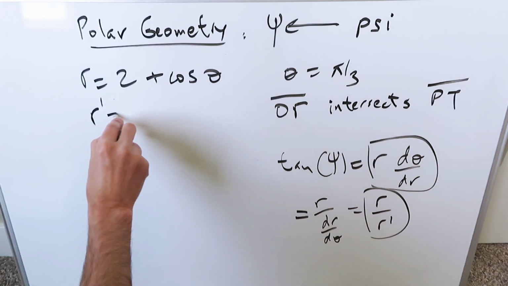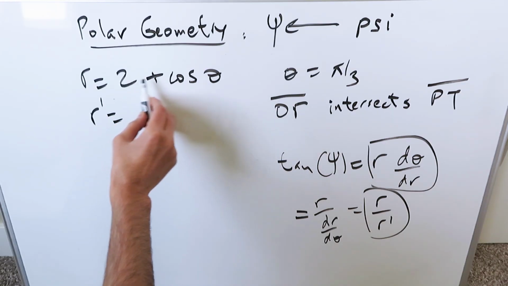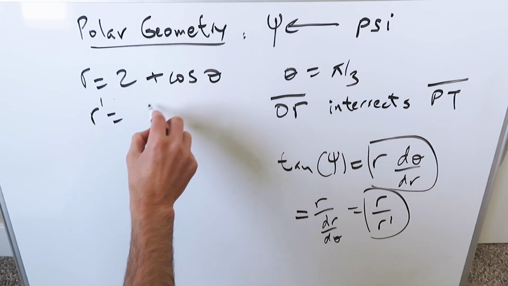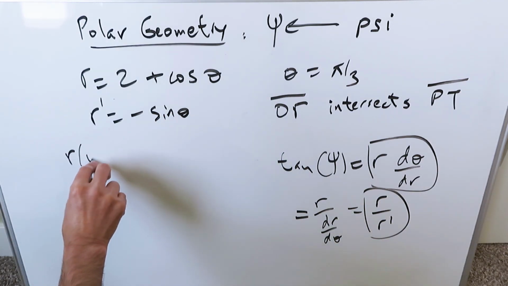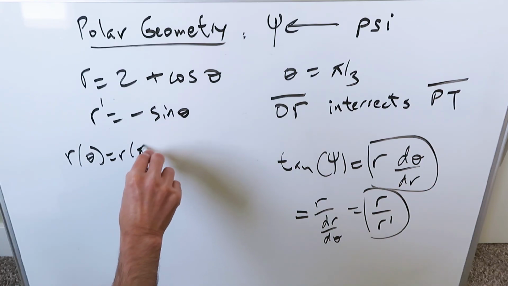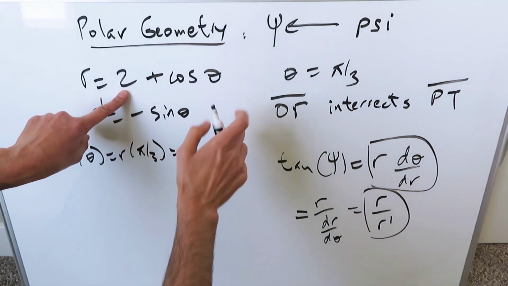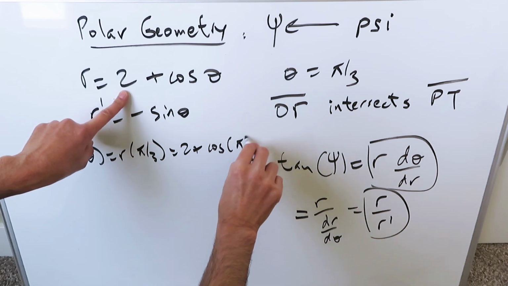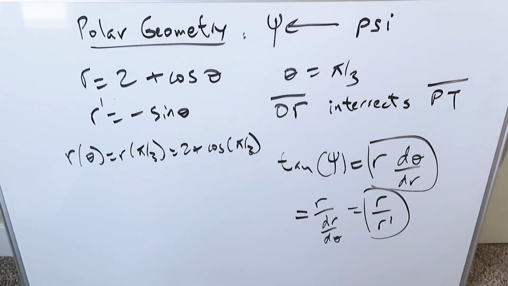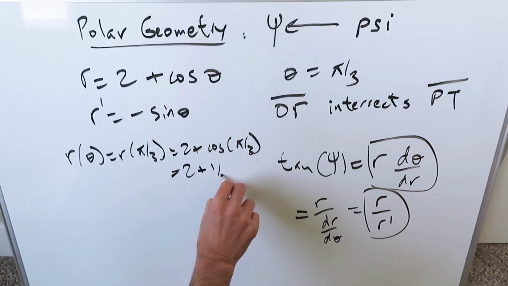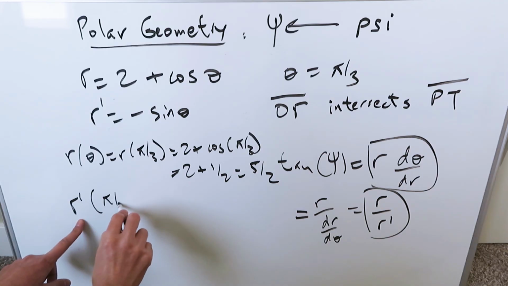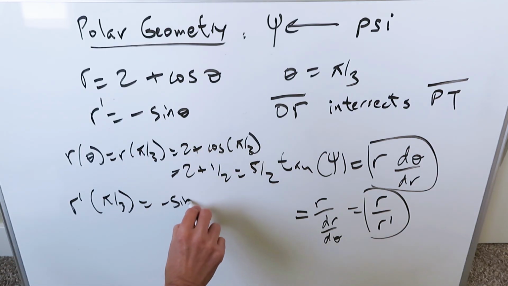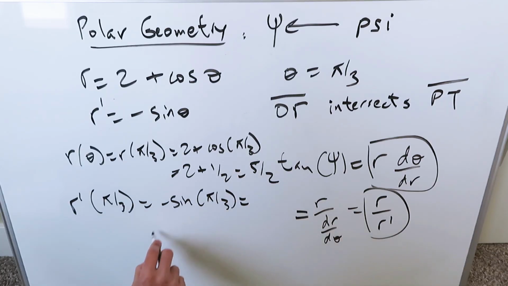If r is equal to this, what's r prime? It's equal to the derivative of this. 2 is a constant, it goes away. Derivative of cosine theta is minus sine theta. But I already know what theta is. It's pi over 3. If I were to do r with respect to pi over 3, what am I getting over here? 2 plus cosine of pi over 3. You know cosine of 60 is 1 over 2 from your trigonometric ratios. It's equal to 2 plus 1 over 2, which is equal to 5 over 2. What if I were to do r prime, the derivative with respect to theta, which is pi over 3? What am I getting? I'm doing here a minus sine of pi over 3. You know that to be from trigonometric ratios. This right here is 60 degrees. You're looking at root 3 over 2.